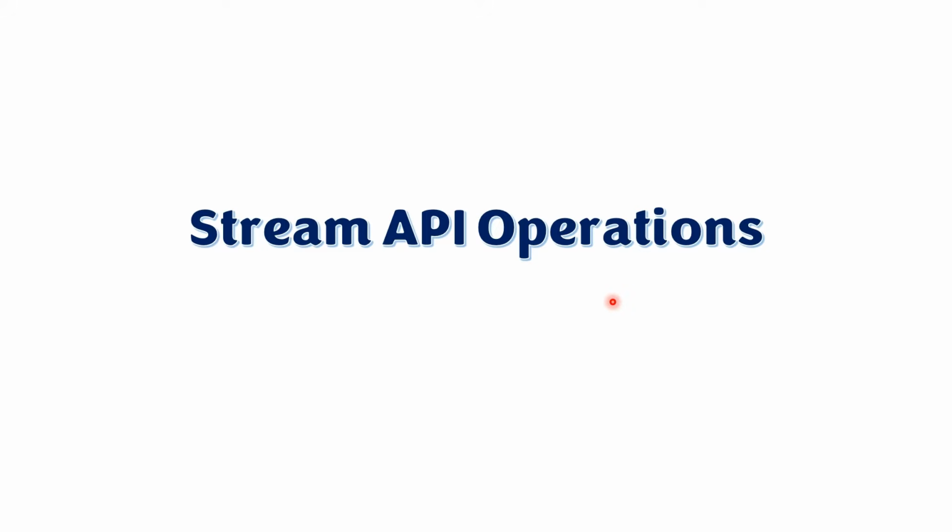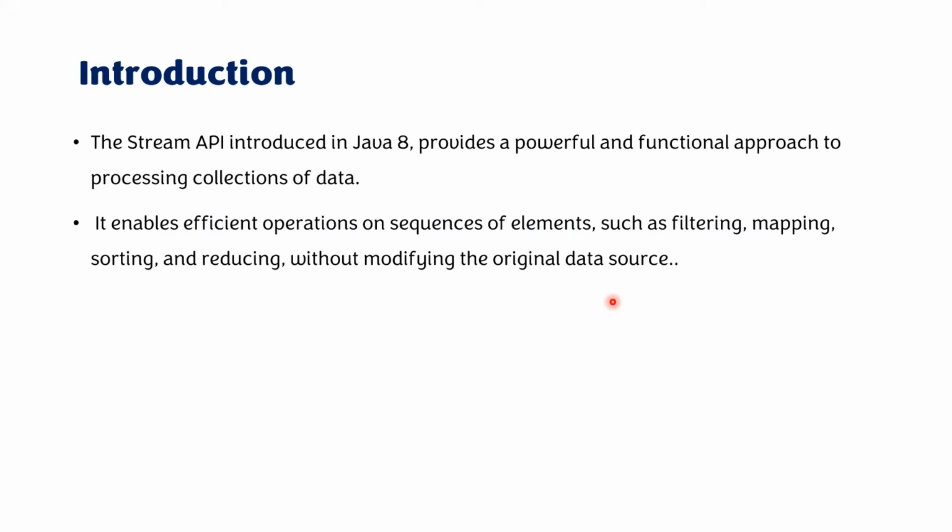Let me talk about Stream API operations. Stream API is introduced in Java 8, which provides a powerful and functional approach to processing a collection of data. It enables efficient operations on a sequence of elements such as filtering, mapping, sorting, and reducing operations to be performed without modifying the original data source.